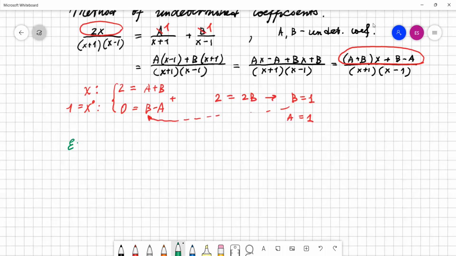Let's consider example number 2. x over x squared plus 3x minus 4. Yeah, this example is slightly different from what we had before because it's not factored. So step number 1 is going to be to factor the denominator.